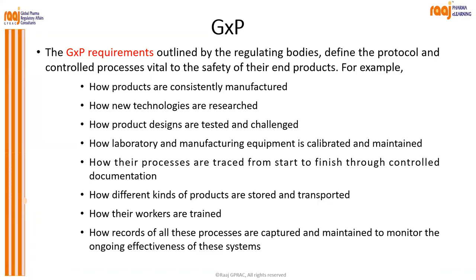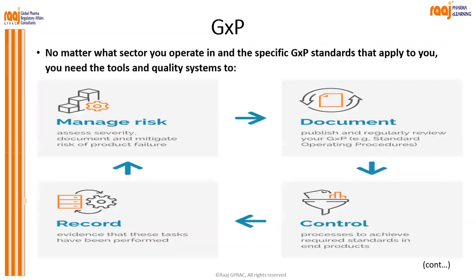Then how the workers are trained, how all employees, staff, workers, right from the layman, are trained. That is also equally important when we talk about the GxP requirement. Then how records of all these processes are captured and maintained to monitor the ongoing effectiveness of this system. So no matter what sector you operate in, the specific GxP standards that apply to you, you need tools and a quality system to manage your risk.